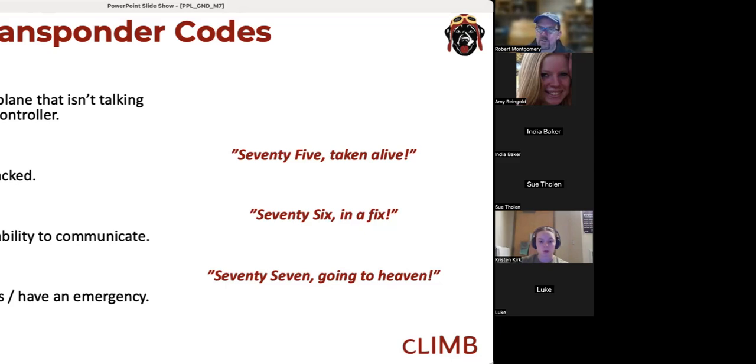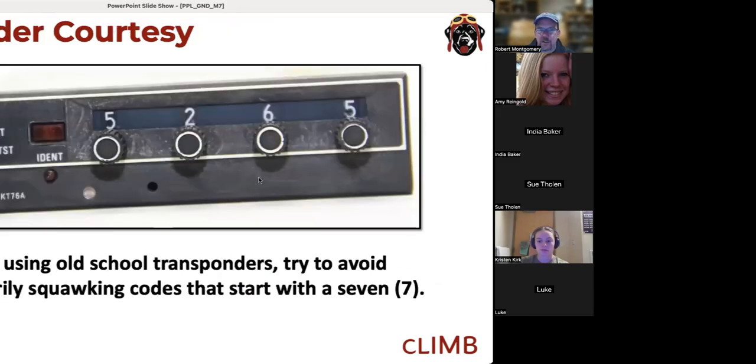I see people do this. Actually, I think I got it. Yeah, it's on these transponders. So this is an old style KT76A transponder. This is the stuff that Sue and I grew up on. So you can see it's got a lot of the same modes on it. It's got the code, it's got an ident button, and that's pretty much it.